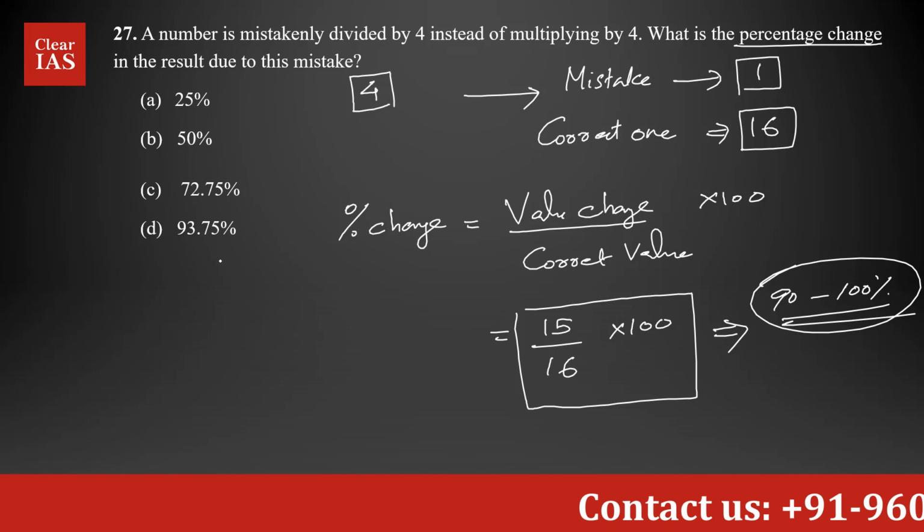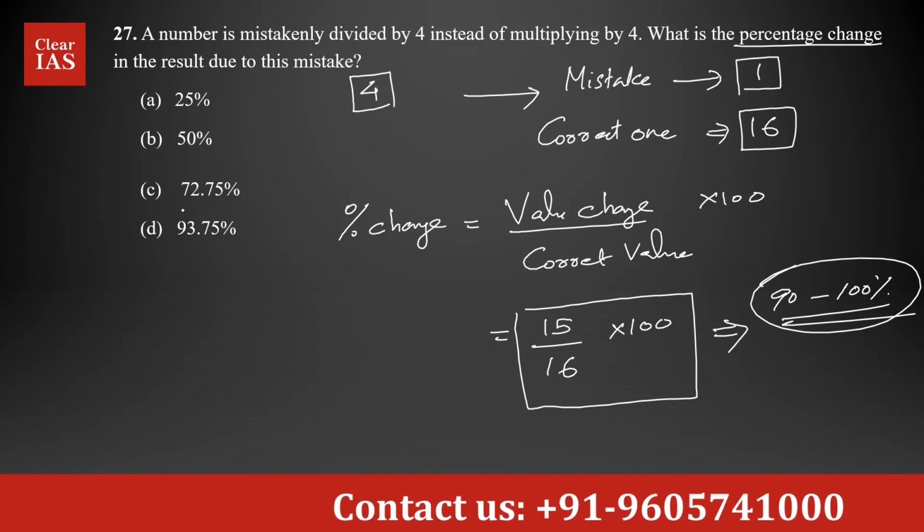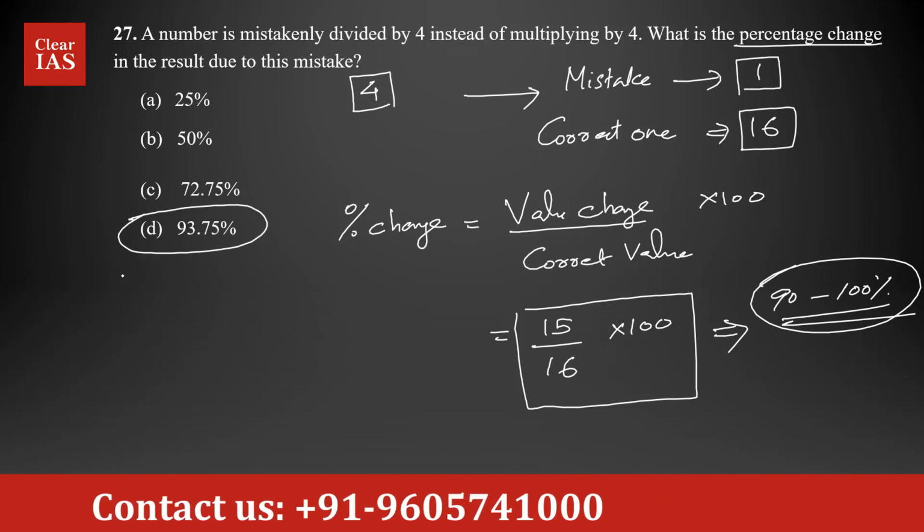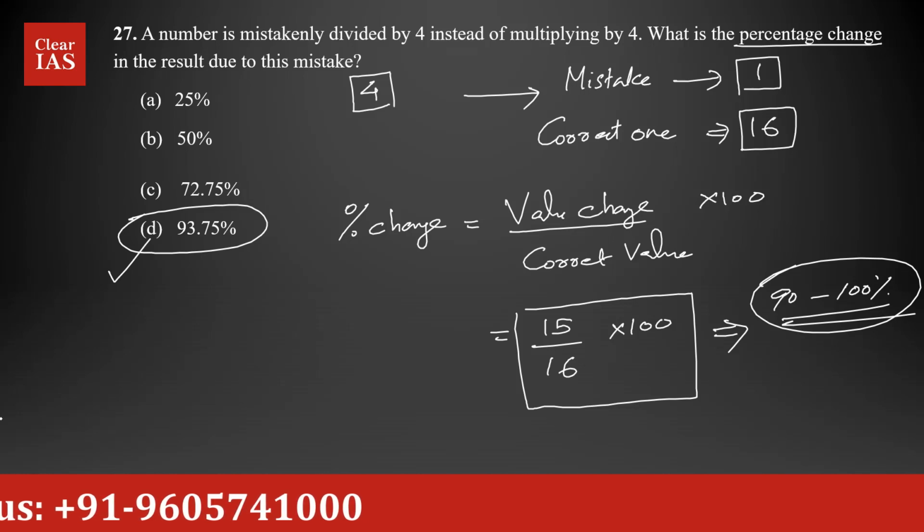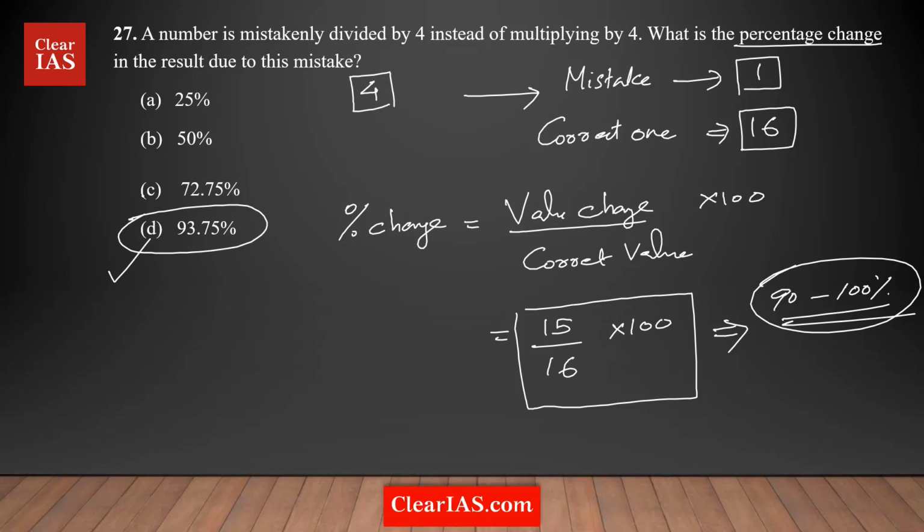So you can check the options. You can eliminate the options. The only option in this range is option D. This is the right answer. Or you can eliminate the options as well. See, option A means 25%. What do you mean by that? When is 25% going to be your answer? Try to understand that.